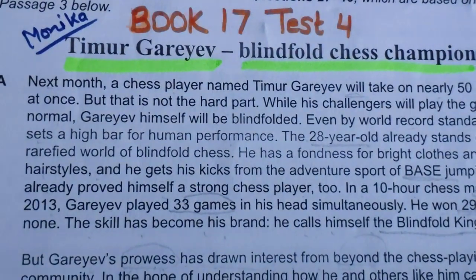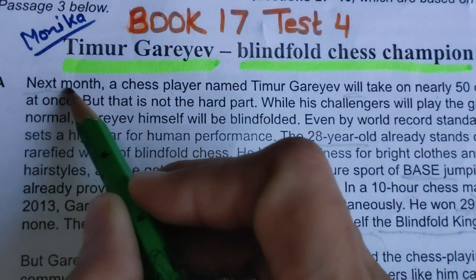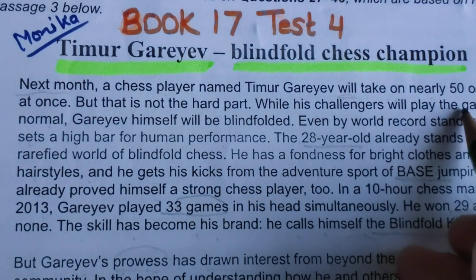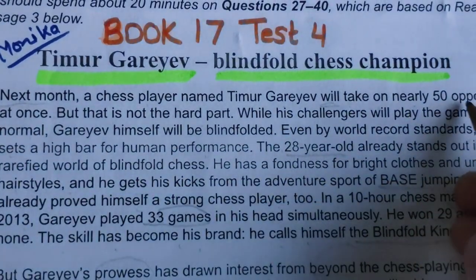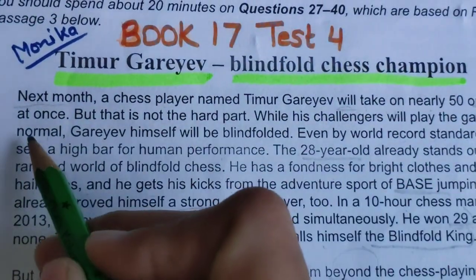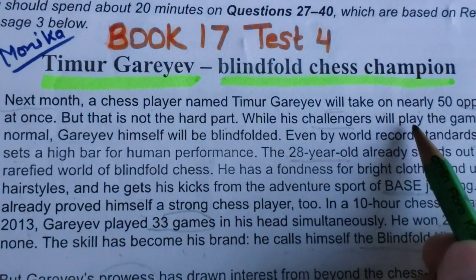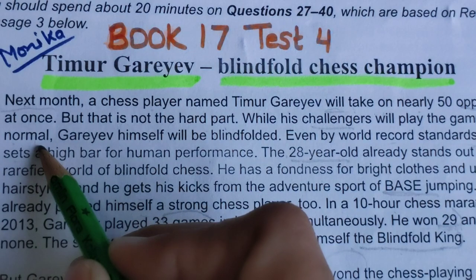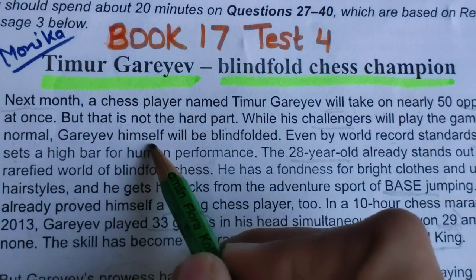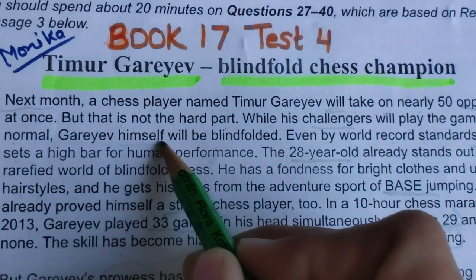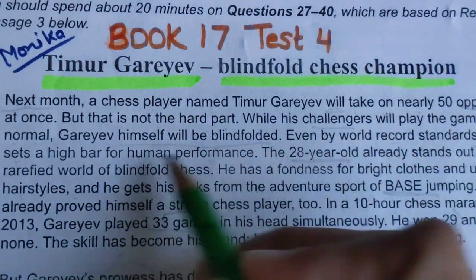Yeah, so next month, this is forthcoming. Next month a chess player will take on nearly 50 opponents at once. But this is not the hard part. While his challengers will play the games as normal, he himself will be blindfolded.